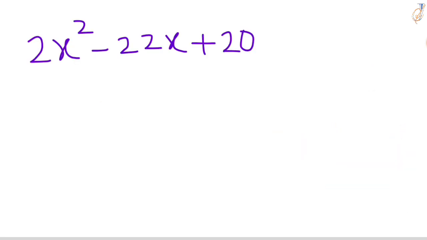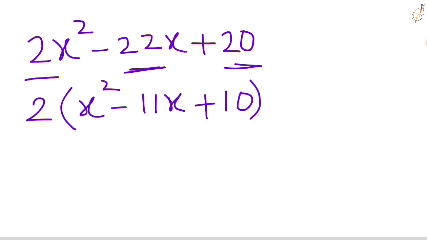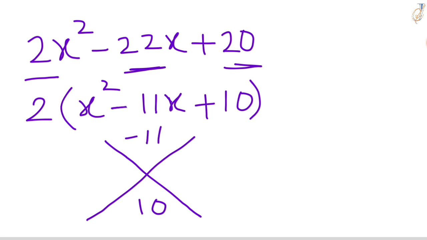Let's take another one. 2x squared minus 22x plus 20. Here 2 is there, and 2 times 11 is 22 and 2 times 10 is 20. So in all 3 terms, 2 is common. So take 2 as common to make it easy. Now this is your equation and here the x squared coefficient is 1. So you have to apply this trick. Draw the cross sign, write the constant value in the bottom part and write the x coefficient value in the top part. Now find the factors of 10.